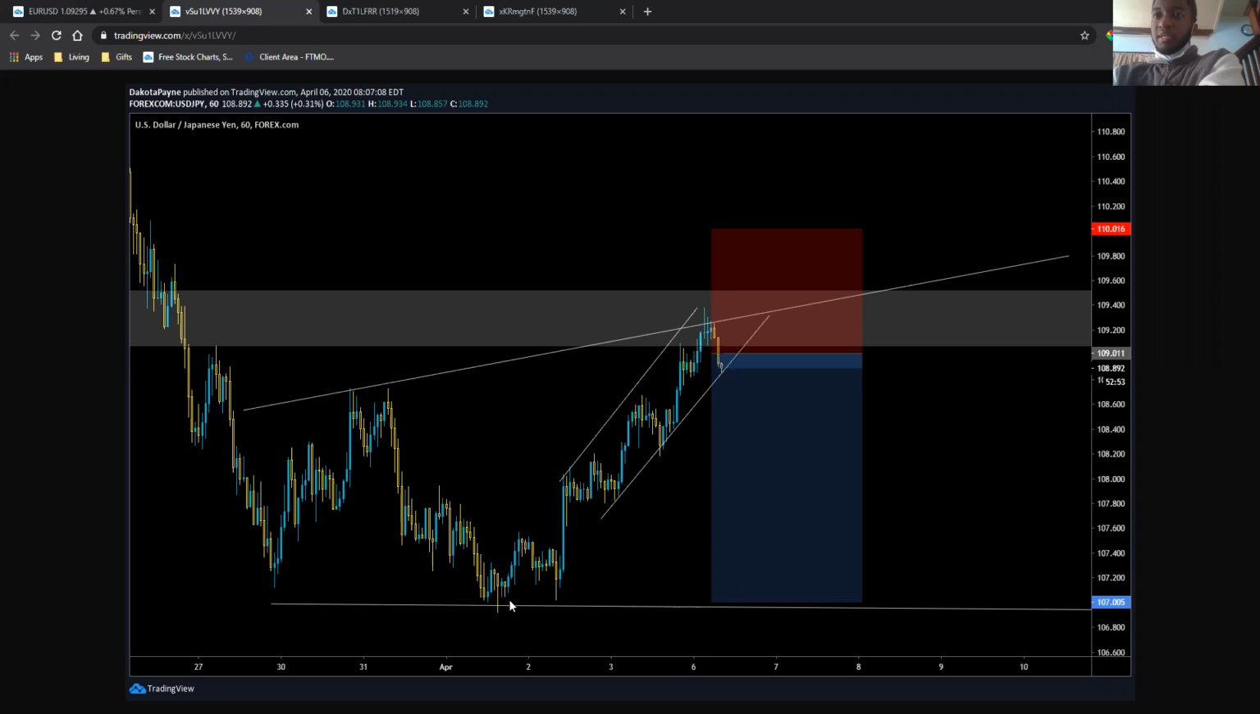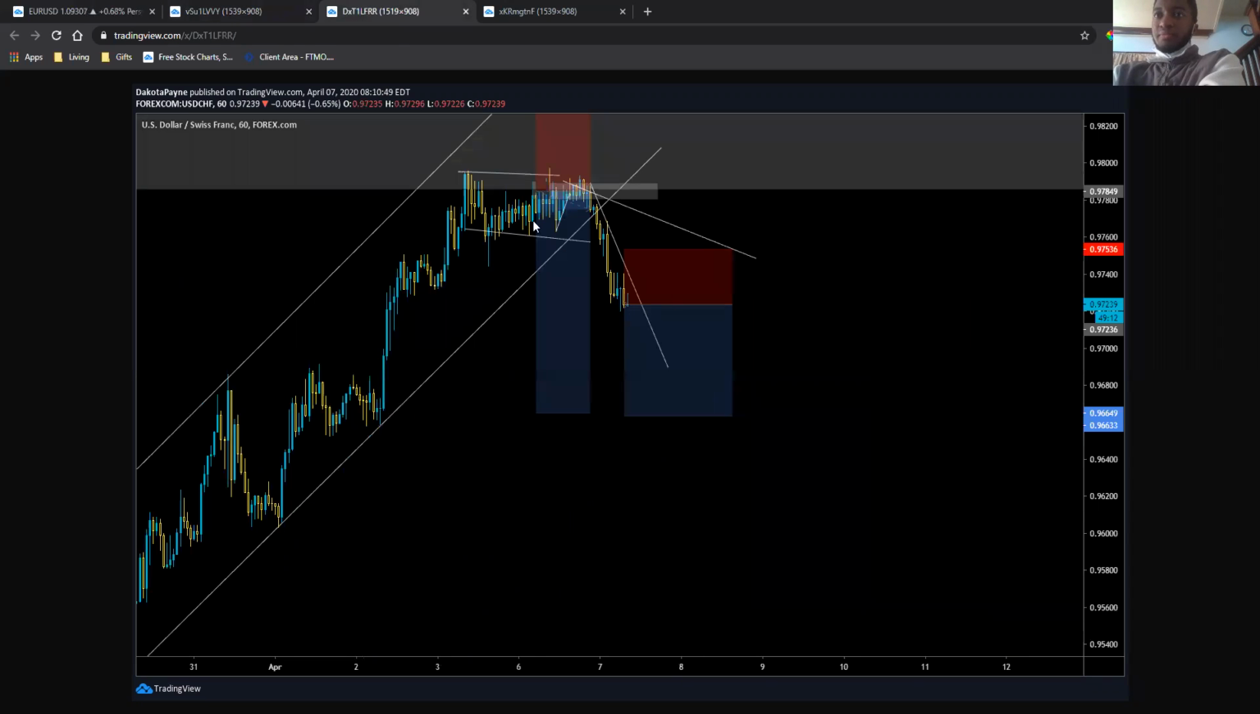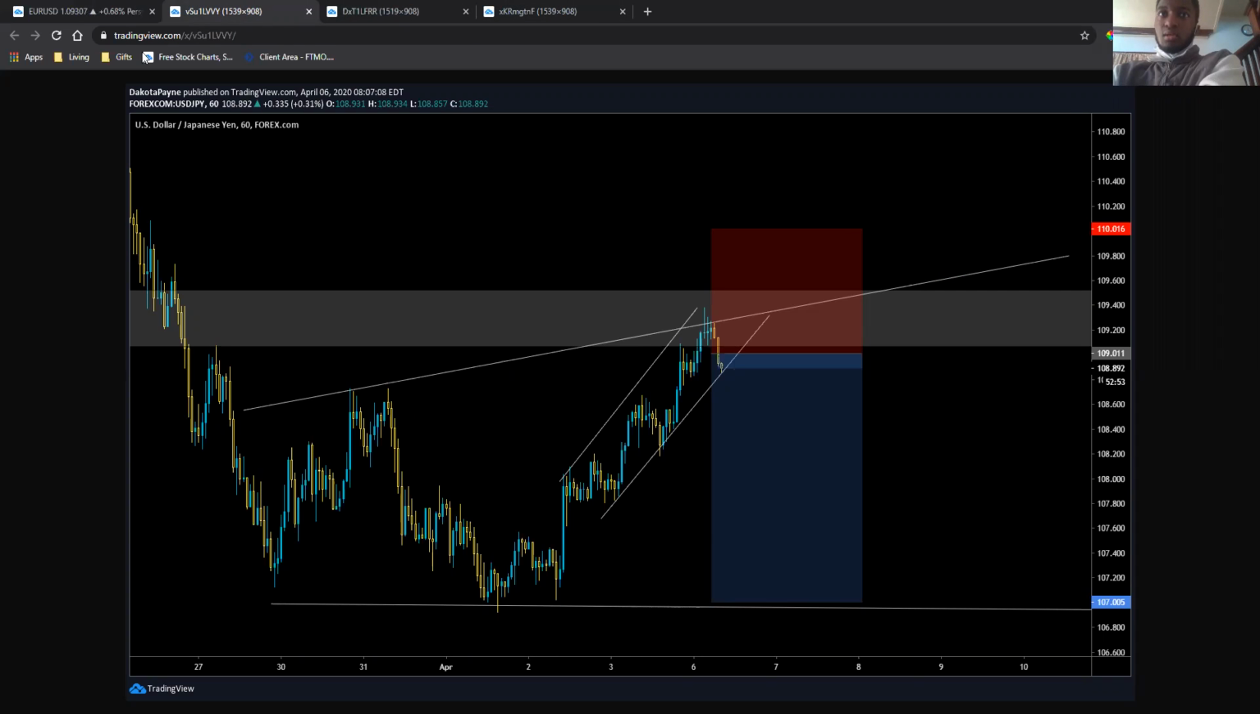Okay, and I'm looking for this to come all the way down to the bottom of the pattern for about 200 pips. We also had a second entry after that as it continued down. No, that's USHEF. All right.